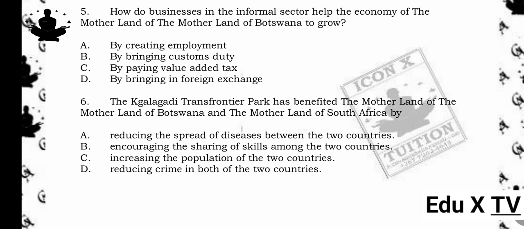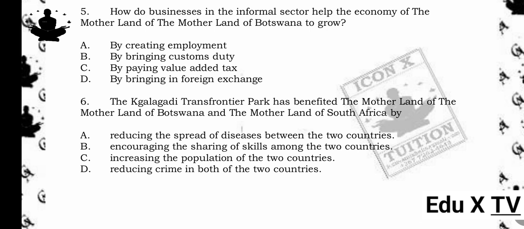5. How do businesses in the informal sector help the economy of the motherland of Botswana to grow? A. By creating employment. B. By bringing customs duty. C. By paying value-added tax. D. By bringing in foreign exchange. The answer is A. By creating employment. Reason being, informal businesses help reduce unemployment by offering job opportunities, especially where formal jobs are scarce.